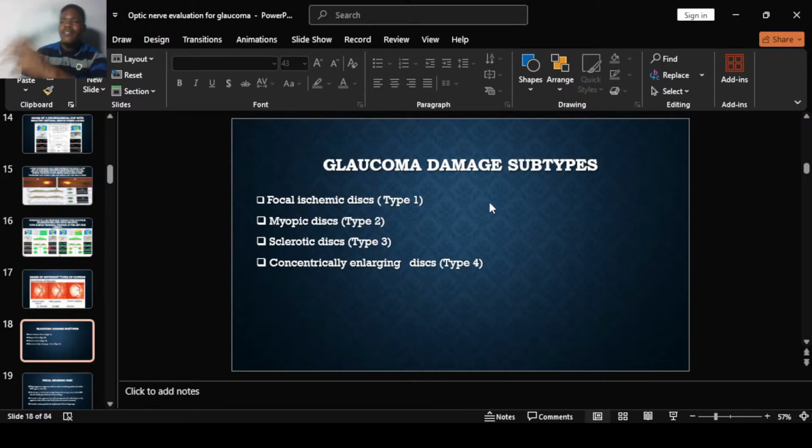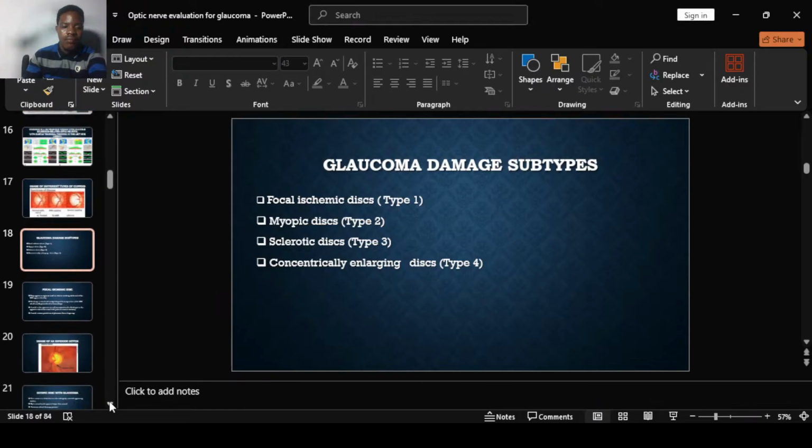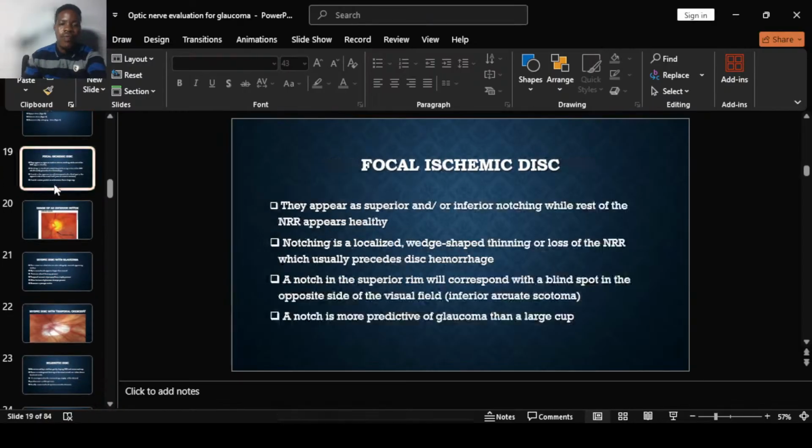So when we say this is a type 1 glaucomatous disc, we mean that it follows the pattern of the focal ischemic disc. Now, let's look at focal ischemic disc. In focal ischemic disc, they appear as superior and/or inferior notching, while the rest of the neuroretinal ring appears healthy. So it is either both the superior and inferior, or just one of them, that has a notch, and the other part appears healthy.